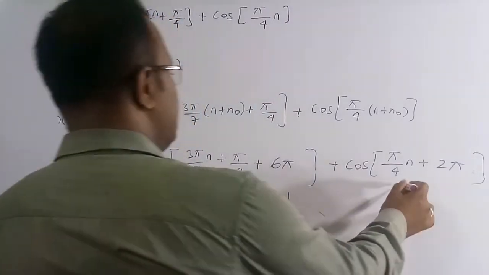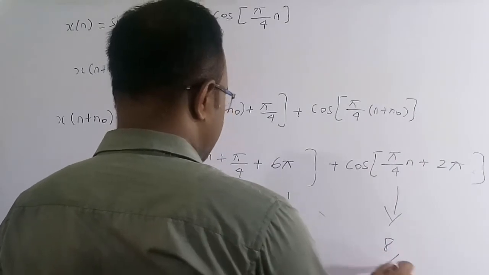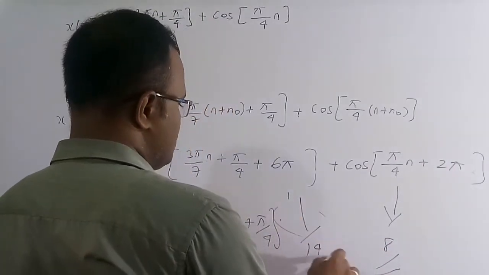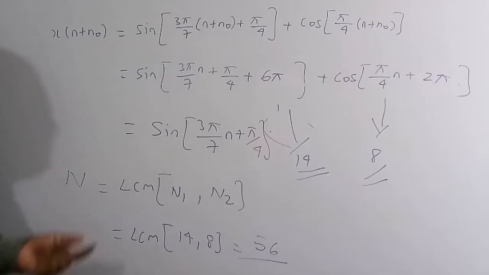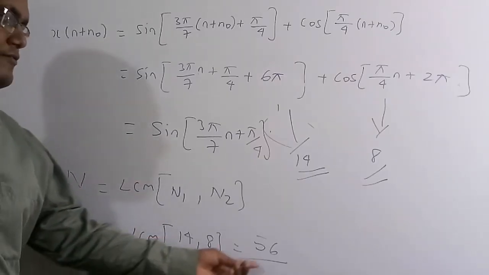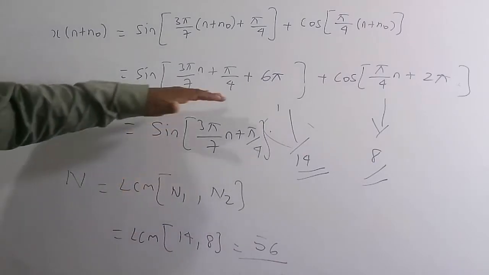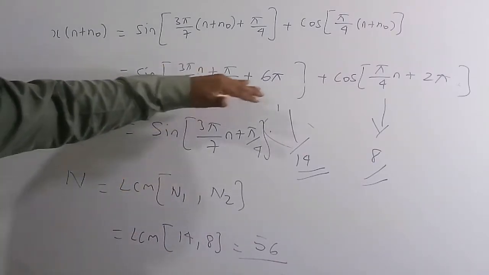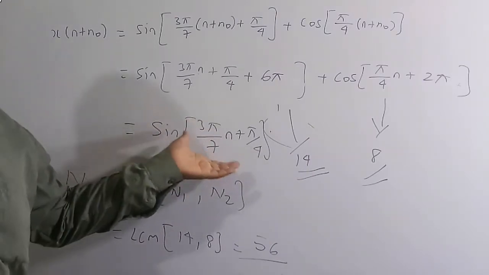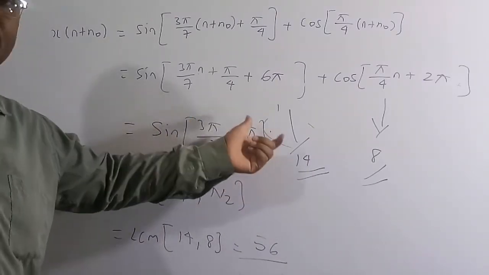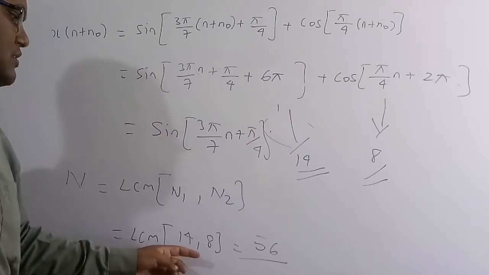So we can conclude that this function has a period of 8 and this function has a period of 14. So if you take the summation, the net signal period will be the LCM of the two periods, which is LCM of 14 and 8, which is 56. So what I am trying to say is, I am going to find the period of each signal and then take the LCM. Again you have to get the sine function or cos function only. So therefore, this is the answer.